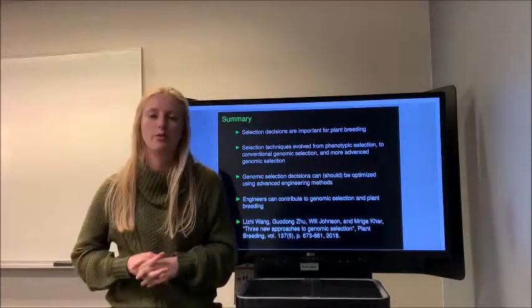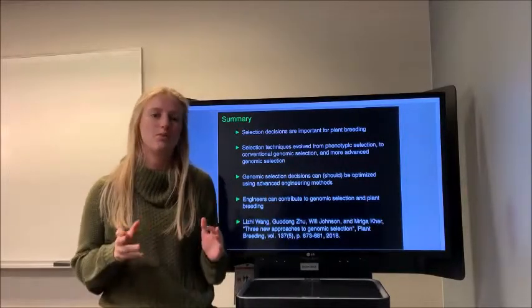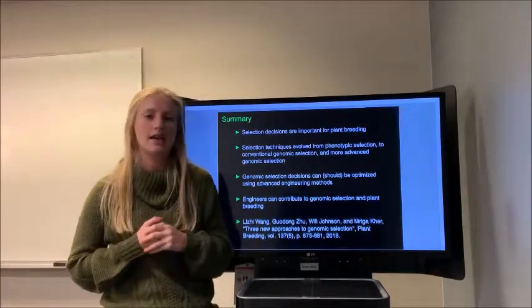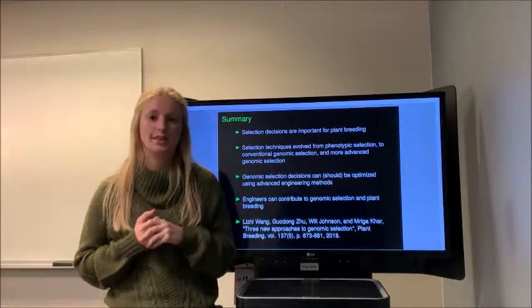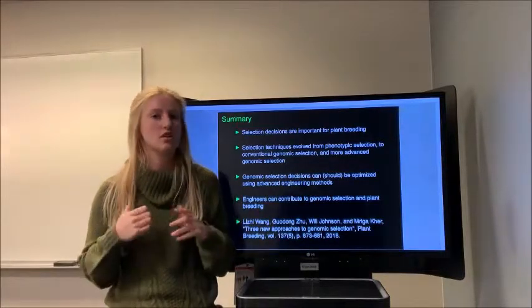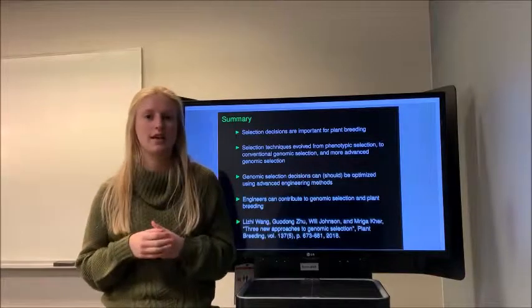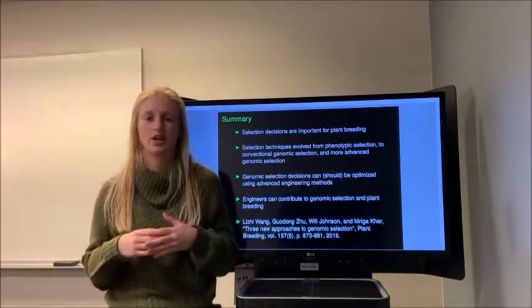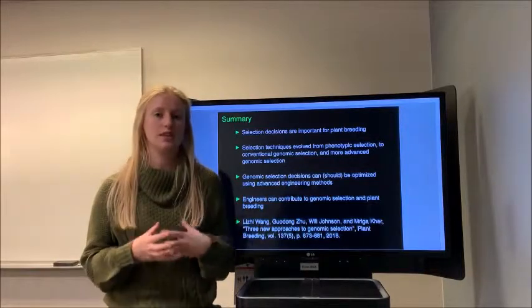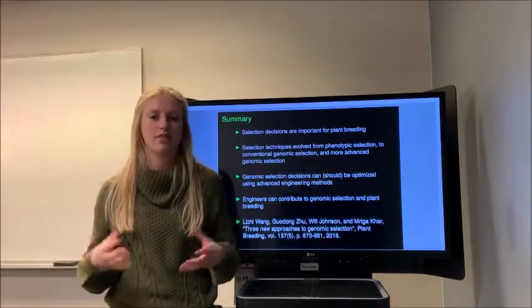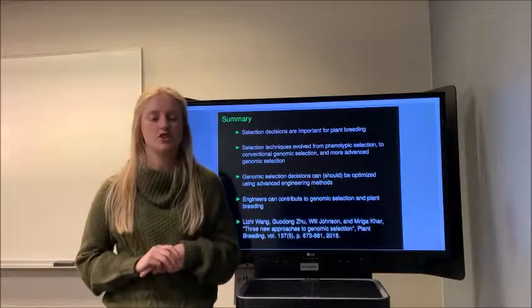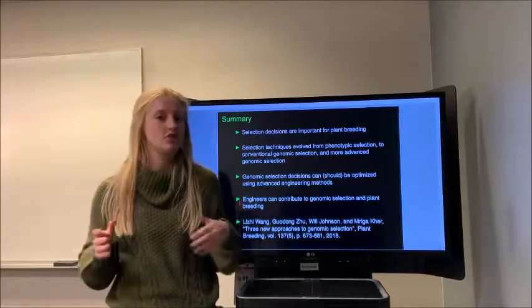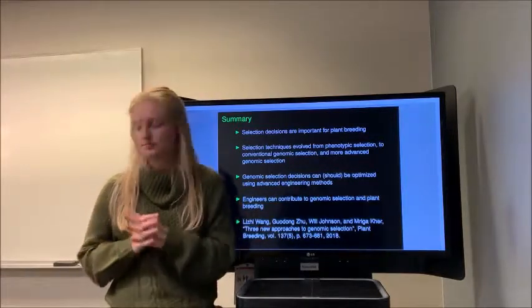Just a quick summary of what we all went through. The first thing is just how important every single decision is when choosing which plants to breed together. We started off with phenotypic selection and then went into more complicated genomic selection, and now we're using even more advanced methods, and we do that through engineering methods. So engineers should really get involved.